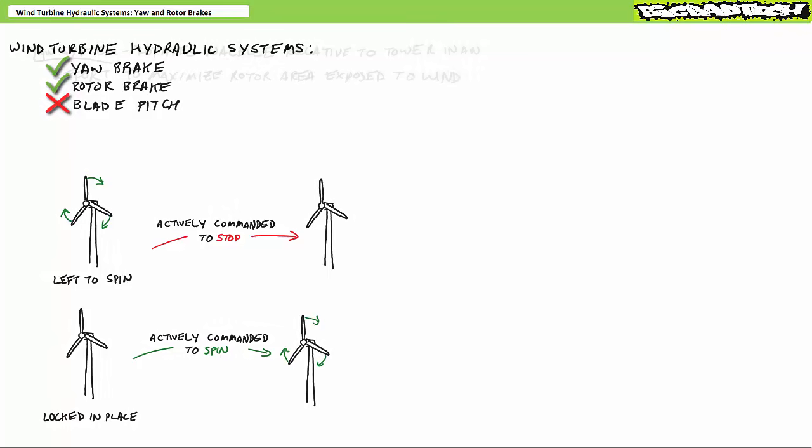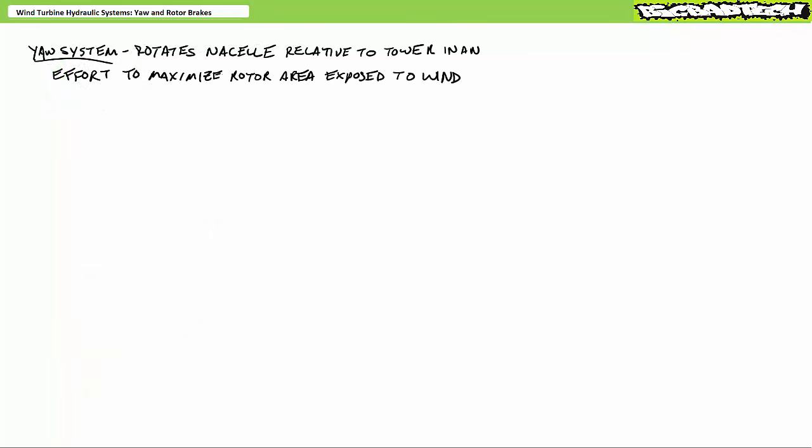Let us begin. As you are no doubt aware, the yaw system on an industrial wind turbine rotates the nacelle relative to the tower and actively seeks to maximize the surface area of the rotor exposed to moving wind. Once yawed into an appropriate position, the yaw system de-energizes the yaw motors and applies the yaw brakes to fix and hold the nacelle relative to the tower. If wind direction shifts, the yaw brakes are released and the yaw motors energized until the nacelle again faces into the wind.